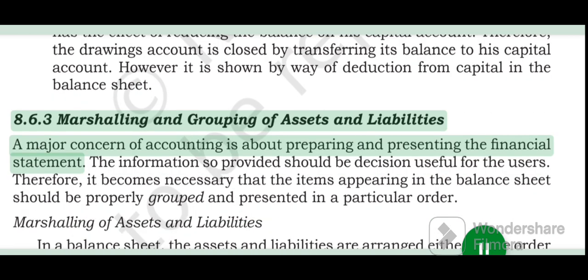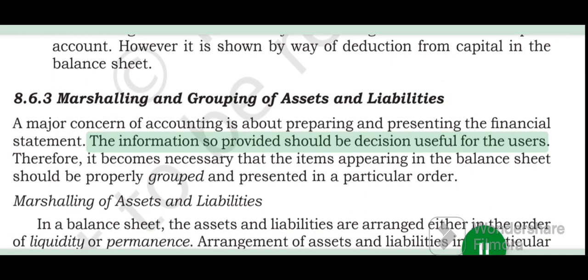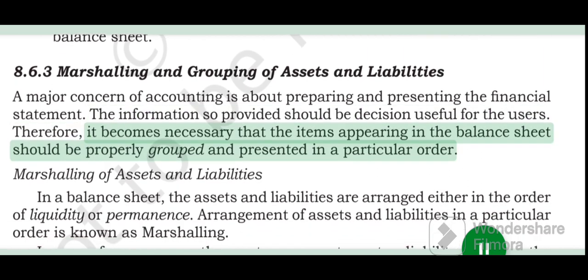8.6.3 Marshalling and grouping of assets and liabilities. A major concern of accounting is about preparing and presenting the financial statement. The information so provided should be decision useful for the users. Therefore, it becomes necessary that the items appearing in the balance sheet should be properly grouped and presented in a particular order.